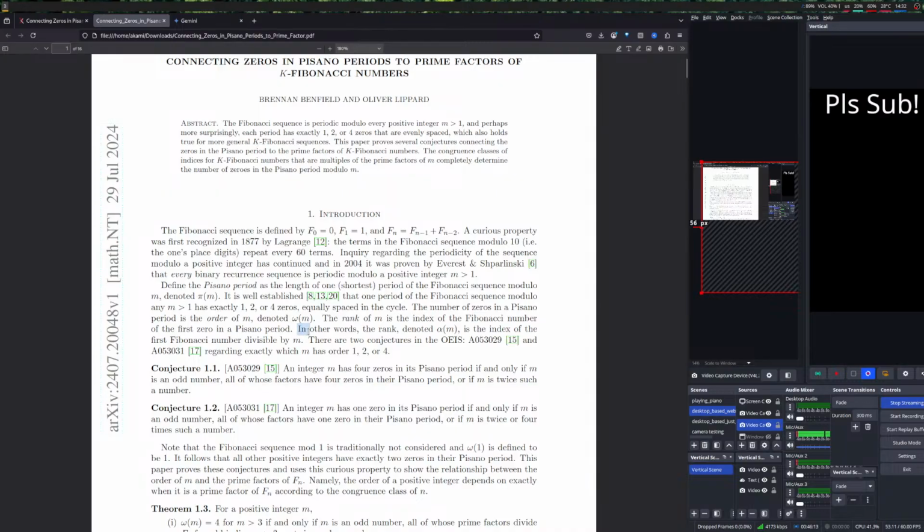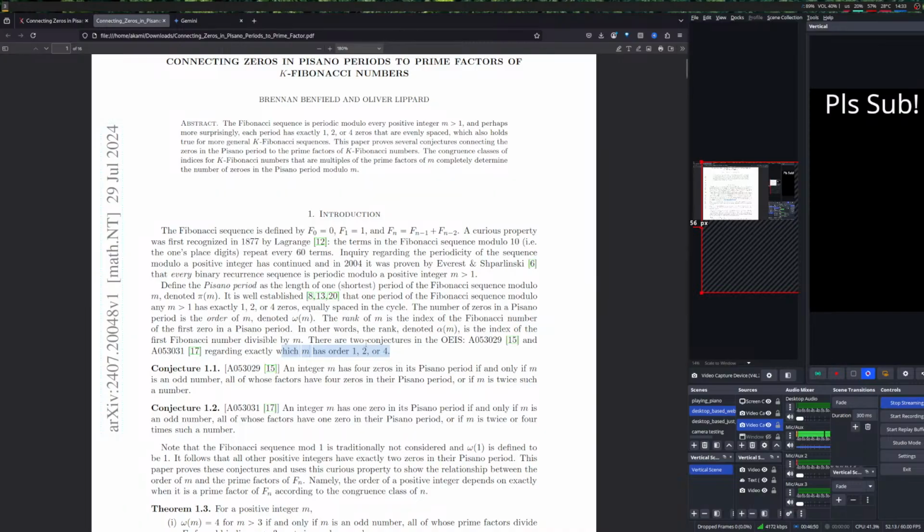But then they said this part, which is what we just went and talked to Gemini about. In other words, the rank denoted alpha m is the index of the first Fibonacci number divisible by m, because that's where that first zero appears. So that's what we just talked about. There are two conjectures in, I guess this is some database of, is this the database of integer sequences, maybe? Anyway, there's two conjectures they want to talk about regarding which m has order 1, 2, and 4.